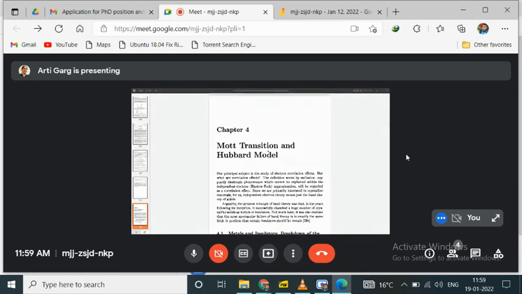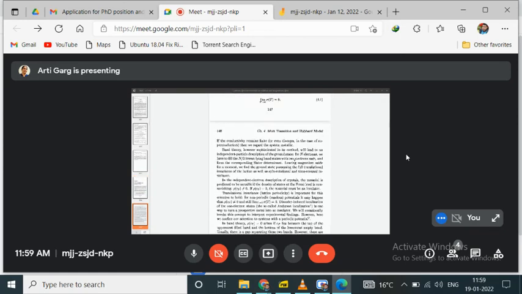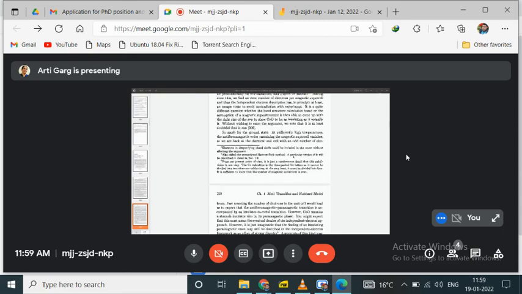Yes, ma'am. This is a chapter on the Mott transition and the Hubbard model. This is the main beauty of the Hubbard model, that it can give you a metallic phase as well as an insulating phase. But that insulator is very different from the insulator you are familiar with so far, like the band insulator. It is called the Mott insulator. So try to go through this chapter as much as possible once you are done with the second quantization.